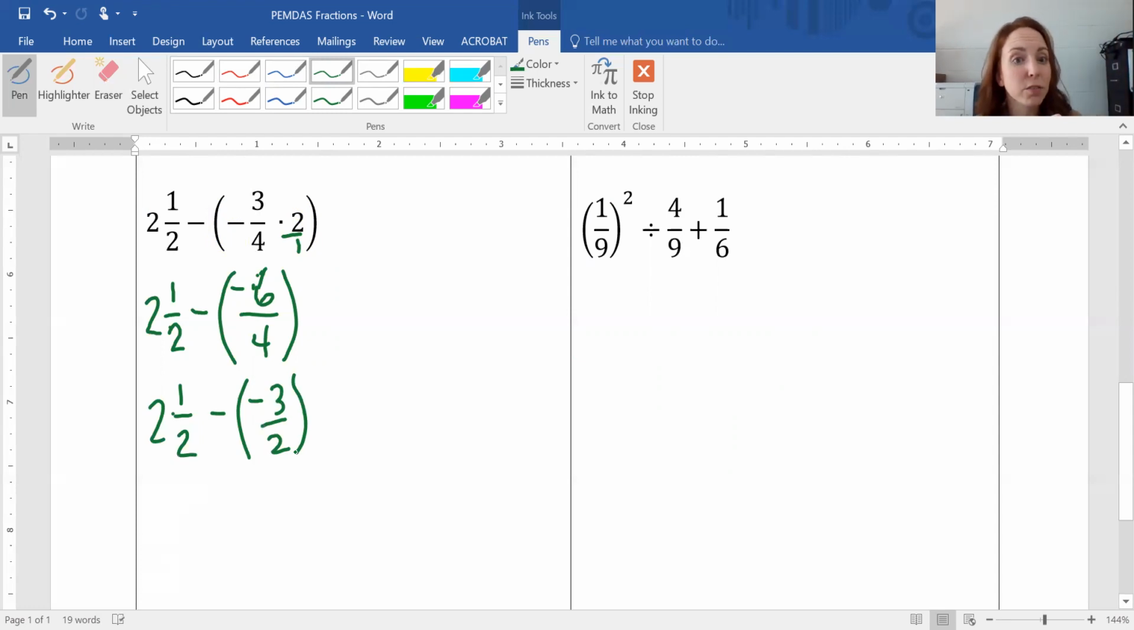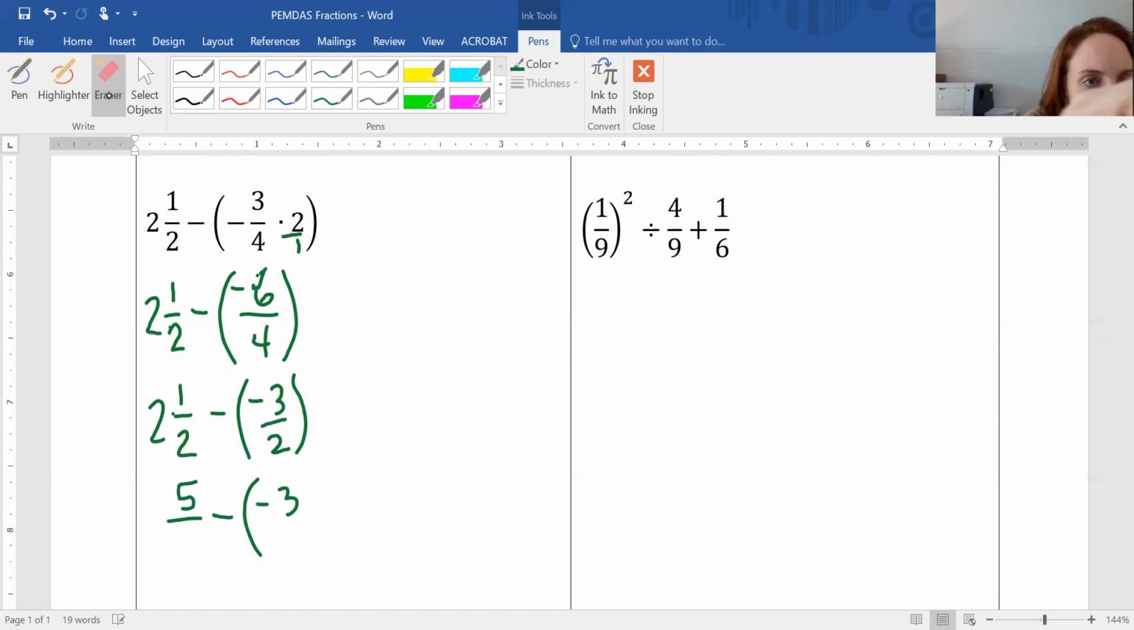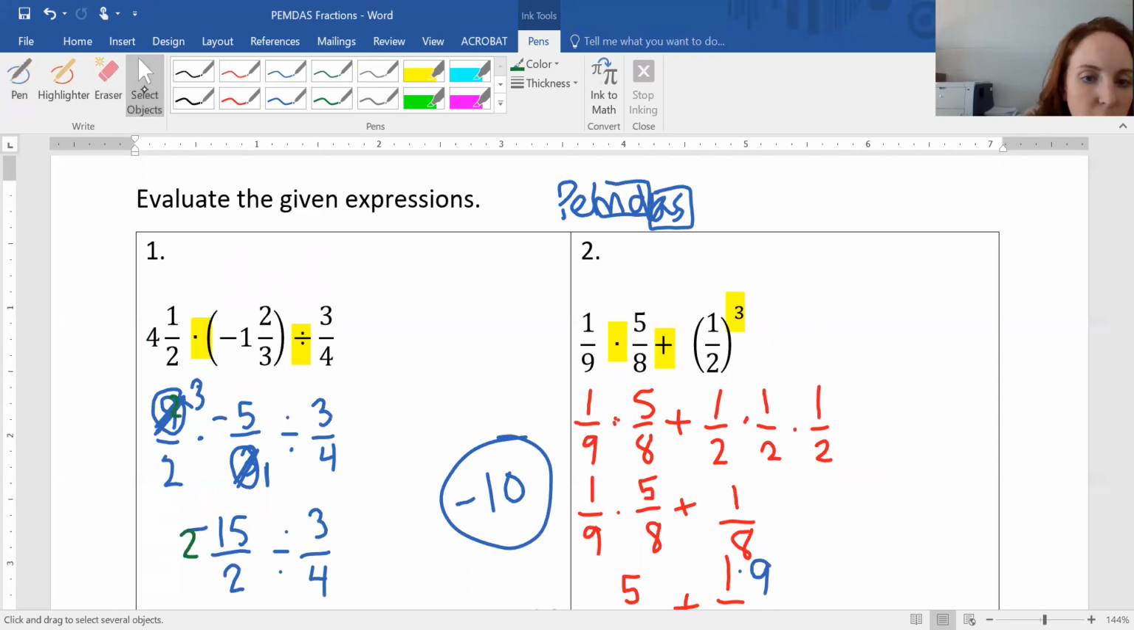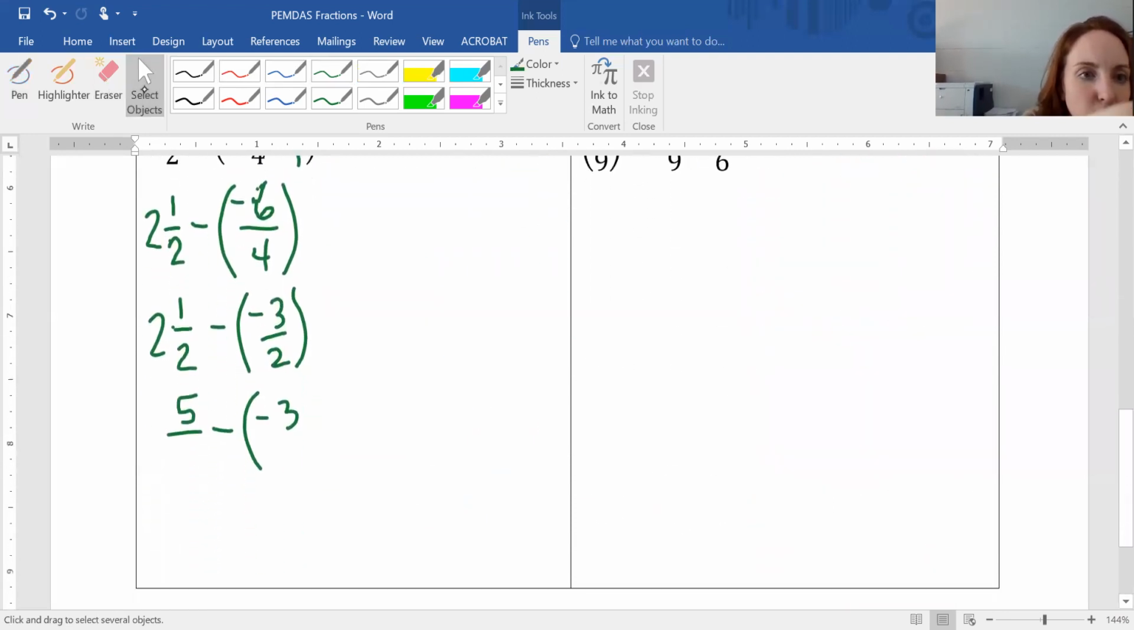Hopefully you are thinking to yourself, Mrs. Simpson, there is a mixed number. We need to get rid of it, because there is. So 2 1/2, we're going to turn into 5 halves. 2 times 2 is 4, plus 1 more is 5. Notice I wrote the wrong thing. Let's try again. All right, 2 times 2 is 4, plus 1 is 5 over 2.